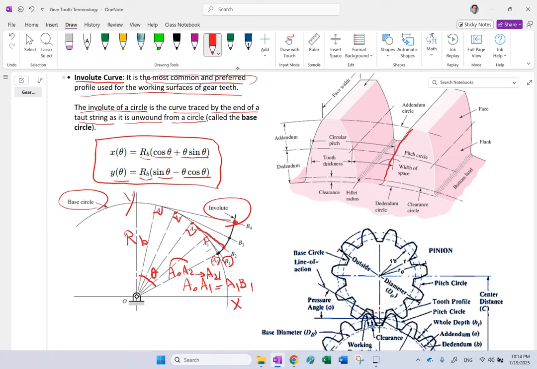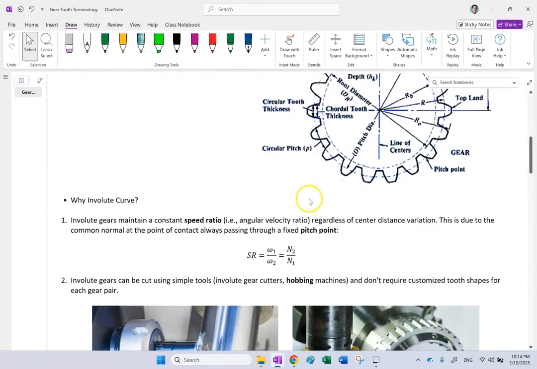When I say that, you might say, well, is there any other curve that you can use for the profile of a tooth? Because it says the most preferred one, so there should be other ones. Are there? Yes, I'm going to talk about those as well. But first, let's see why this is the one that most of the gears are made of.